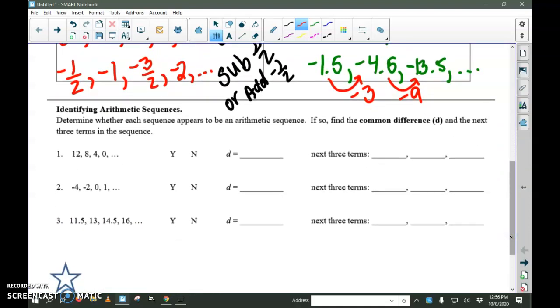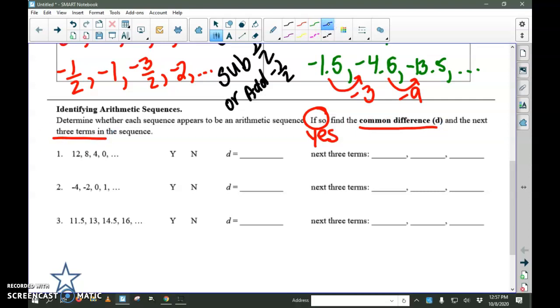So I'm going to have you guys go through this with me. It says determine whether each sequence appears to be an arithmetic sequence. If so, find the common difference. If so means if your answer is yes, then you're going to go ahead and find the common difference and the next 3 terms in the sequence.